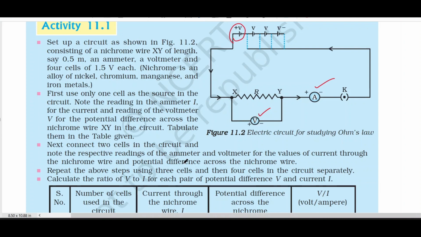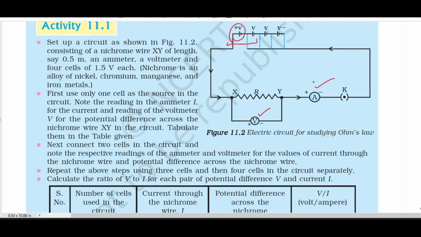Note the respective readings of the ammeter and the voltmeter for the values of current through the nichrome wire and the potential difference across the nichrome wire. Then you connect two batteries or two cells, and then again you read the readings in the respective instruments, ammeter and voltmeter, for current and potential difference. Repeat the above steps using three cells and then four cells in the circuit separately.